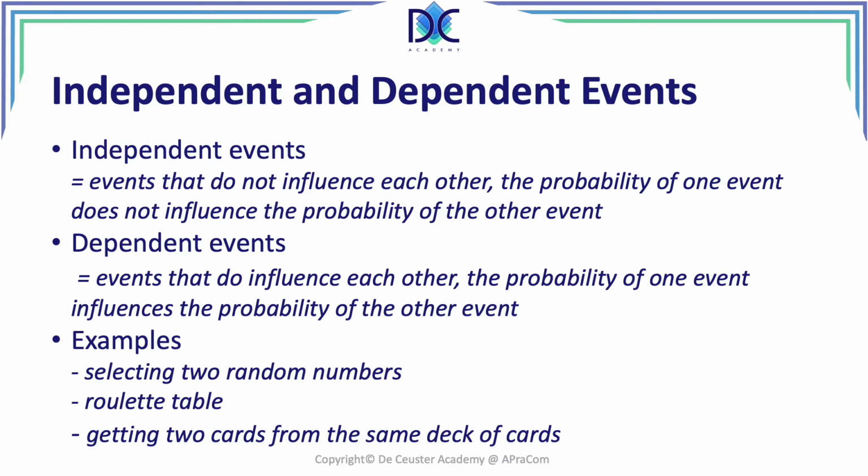Dependent events are events that do influence each other. So basically, the probability of one event influences the probability of the other event. Let's look at some examples.